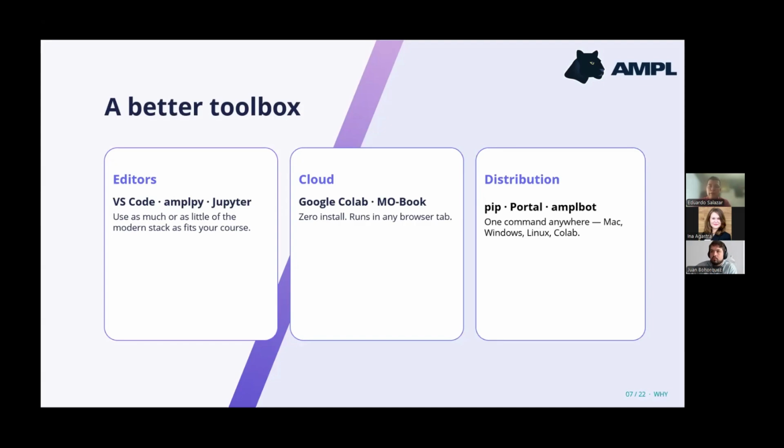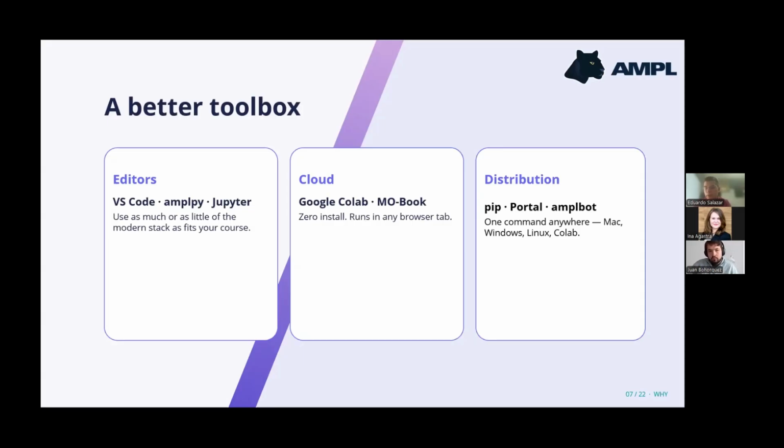And the advantage of the MO book is that every single chapter can run as a Google Colab notebook. So you can pick, for example, if you want to teach about convex optimization, you can go to the convex chapter of the MO book and start picking some of their notebooks for them. If you want to teach about nonlinear optimization, then you go to the nonlinear section and so on.